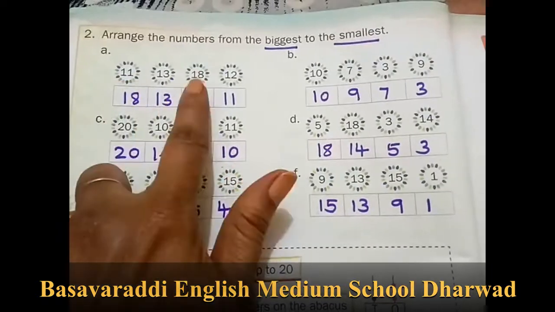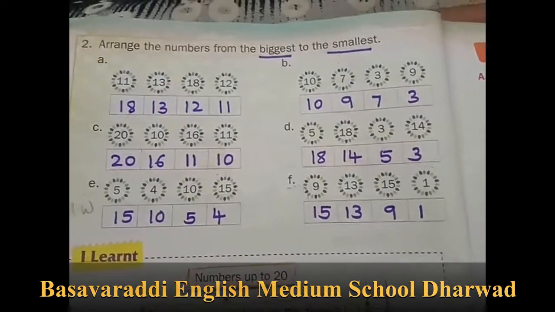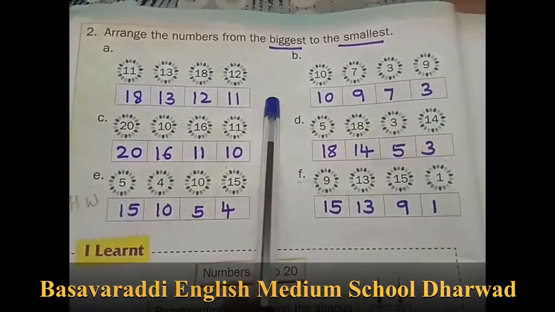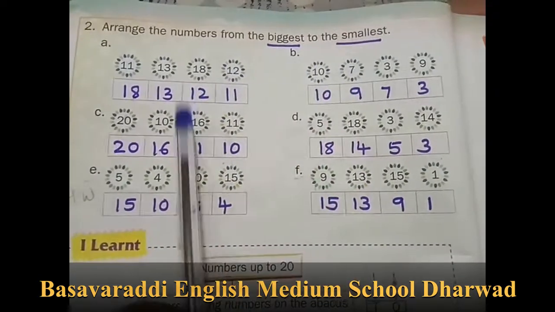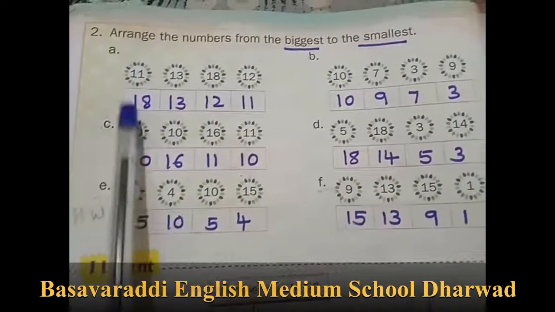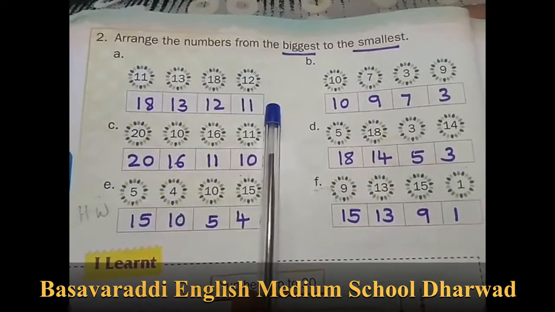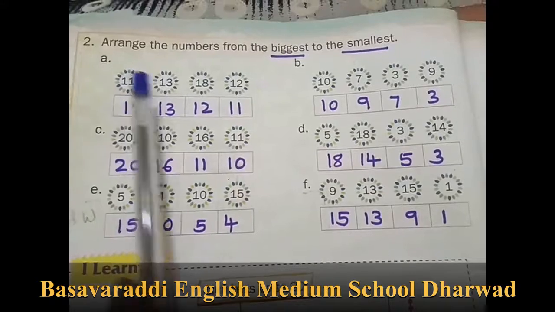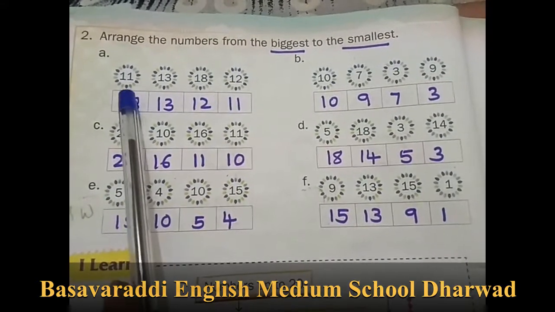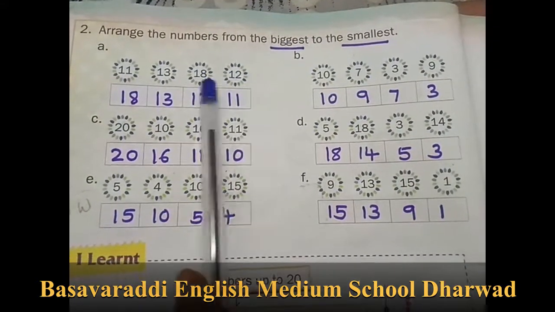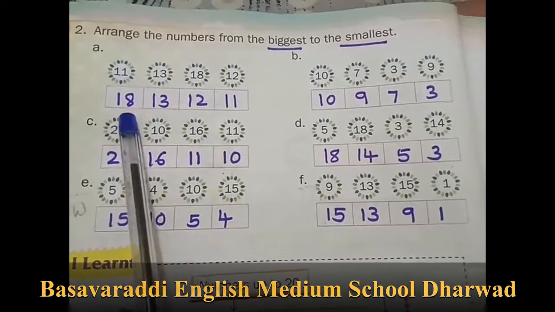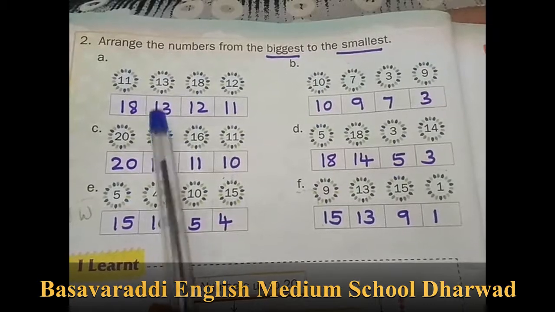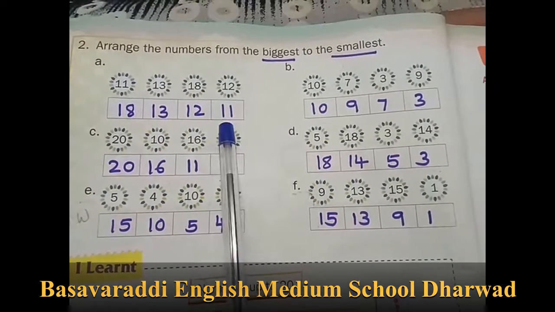Second one, arrange the numbers from biggest to smallest. Now we have to write from biggest to smallest. A: 1, 11, 13, 18, 12. So which one is biggest? See the tens place: 1, 1, 1 is there, and in the ones place 1, 3, 8, 2. Which is biggest? 8 is biggest, so it is 18. Afterwards 3, that is 13, then 12 and 11.